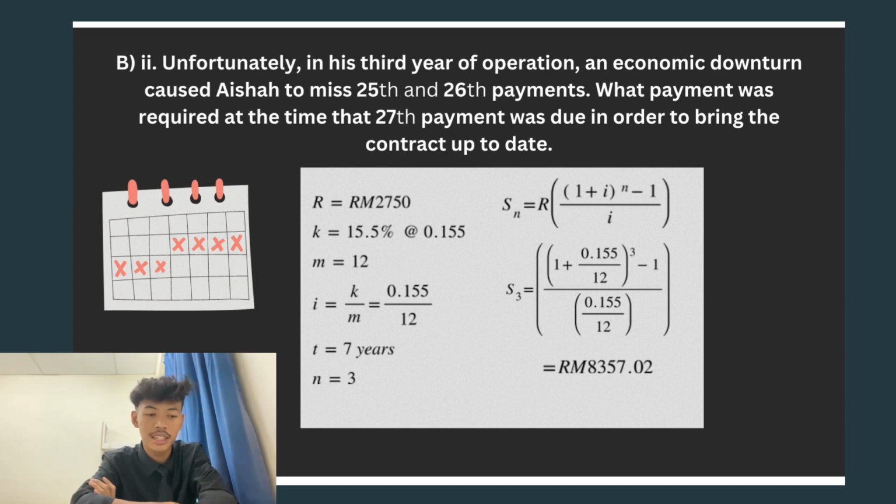So, for this question, we have R is 2,750 ringgit, K is 15.5%, which is 0.155, M is 12, I is 0.155 over 12, T is 7 years, and N is 12 times 7 is 84. So, we insert all the information that we got into the formula. We use algebra, so the answer is 8,357 ringgit 2 cents.